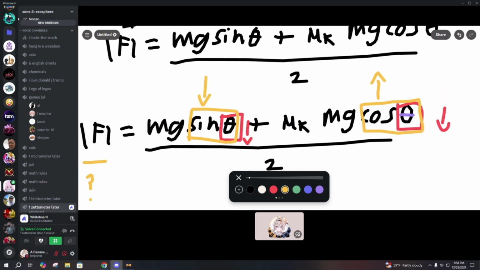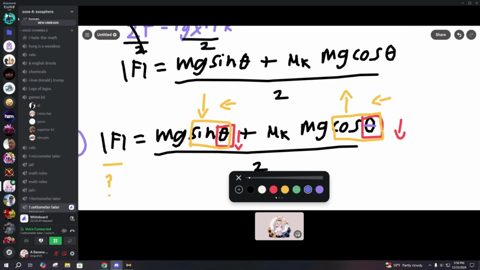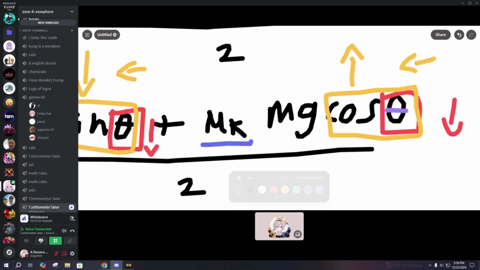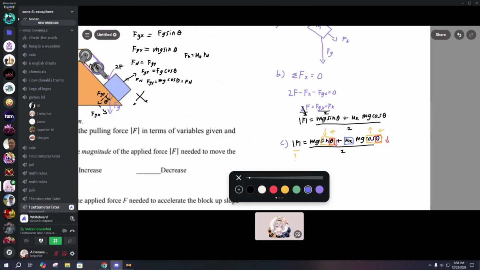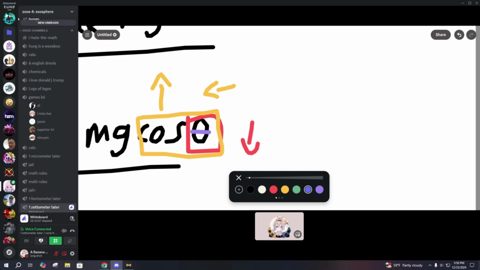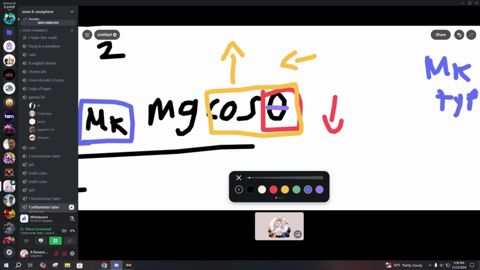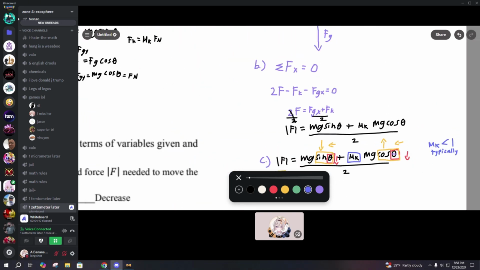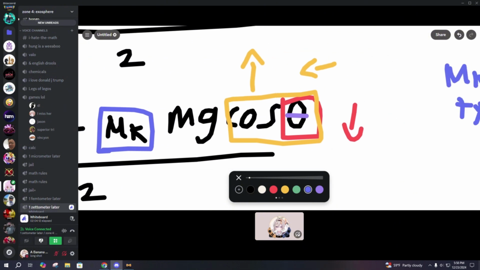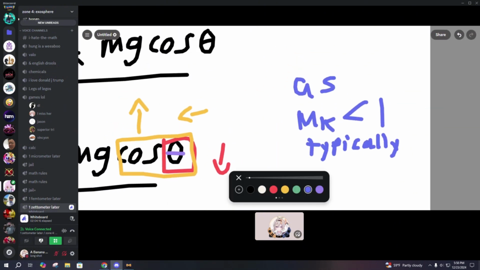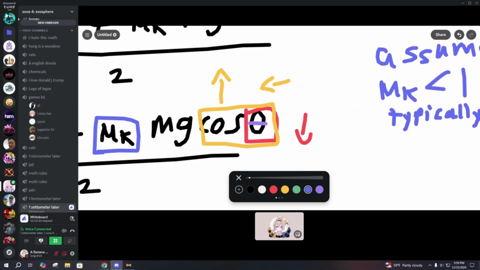So that leaves me with the problem. This one's decreasing, but this one's increasing. How do I know which one has more impact, right? And the answer lies with mu k. Since this problem gives me no further information, mu k, according to physics and Google, is typically less than 1. I'm going to write typically, less than 1, right? Since mu k is typically less than 1, that's what I'm going to refer to. So I'm going to assume mu k is less than 1.